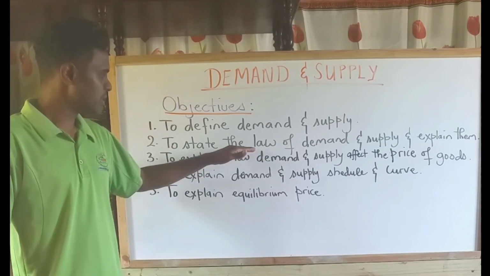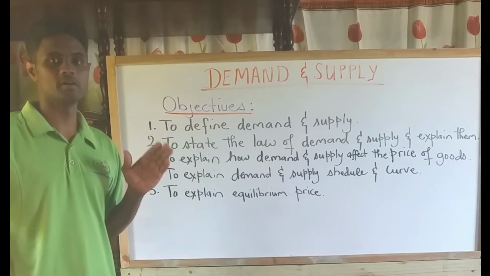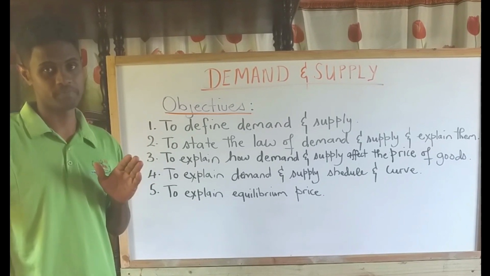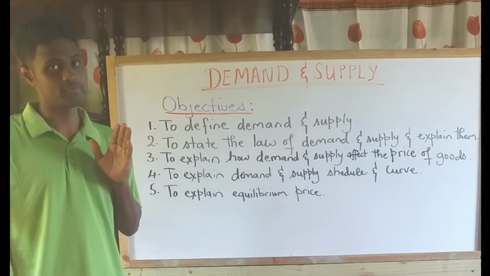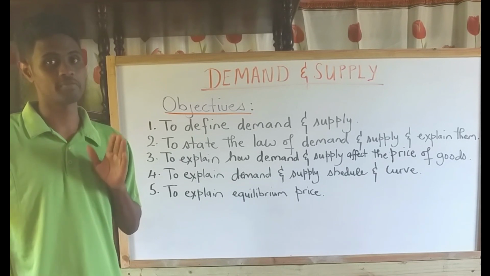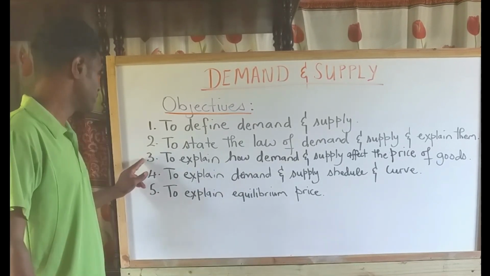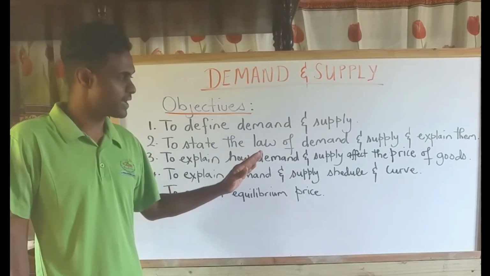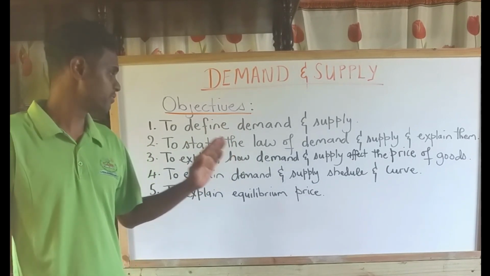I'm going to tell you what is the law of demand and what is the law of supply in the lesson. Of course, because buyers and sellers normally react to price in a particular way, that is why a law can be developed from that behavior. Alright, number three, to explain how demand and supply affect the price of goods.